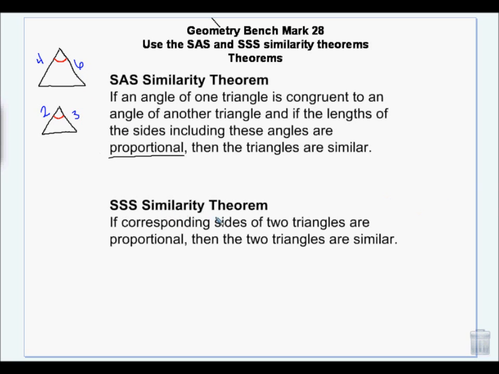Side, side, side similarity. If all of the sides are proportional, then you have similarity. So again, I'm going to use 2's just because that's easier. Each of these, if I put them in a fraction, would equal 1/2. So those are proportional.